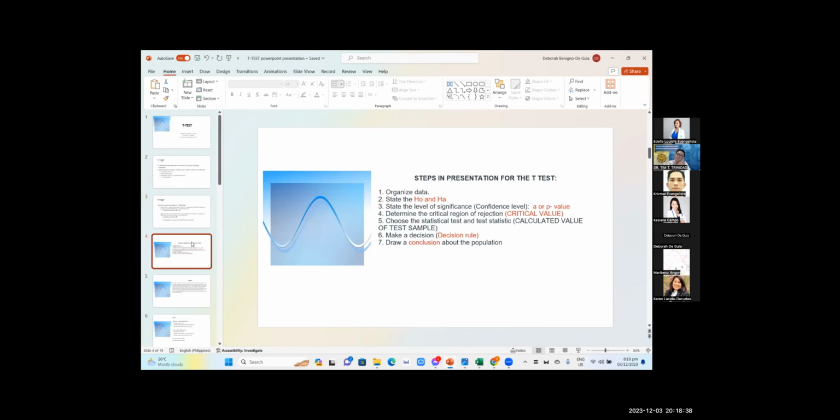So for the steps in the presentation of the t-test, first, we organize data. We state our hypotheses, the null and the alternative hypotheses. We determine the level of significance or the confidence level, also the alpha or the p-value. We determine the critical region of rejection or the critical value. Fifth is we calculate for the t-value, as in this case. And then we make a decision rule and we draw a conclusion.